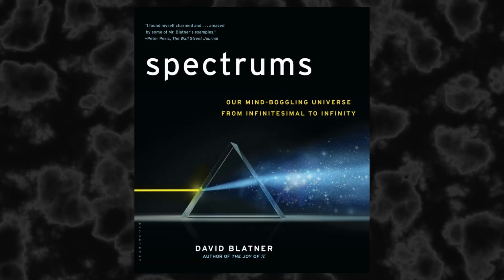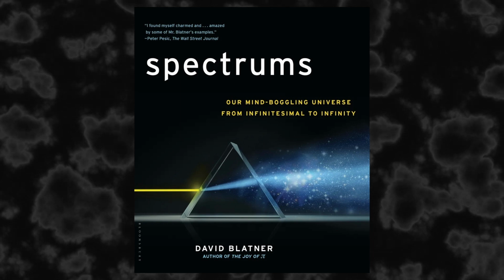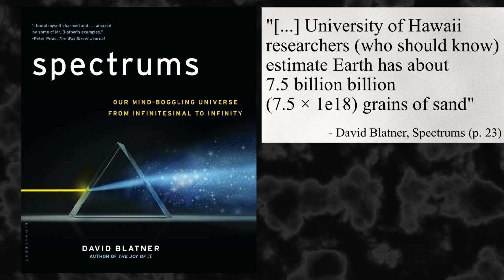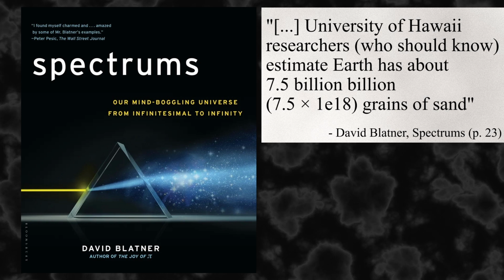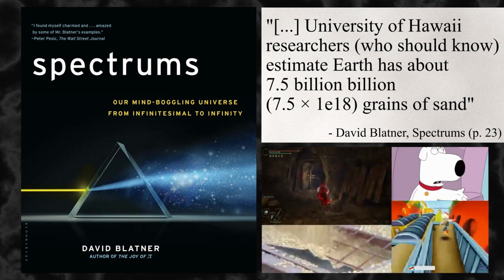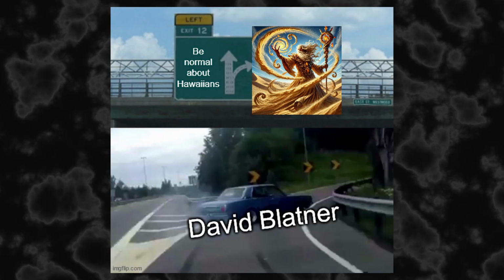But there's still the book, which luckily is available online. Quickly skimming through it, I found the part where he talks about the number of sand grains. To quote, University of Hawaii researchers who should know estimate Earth has about 7.5 billion (7.5 times 10 to the 18) grains of sand. I'm sorry, that has nothing to do with the actual question at hand, but it's now 2 for 2 on the uncalled for offhand comments list? Is there a firmly held belief that Hawaiian people are some sort of sand wizard or something?